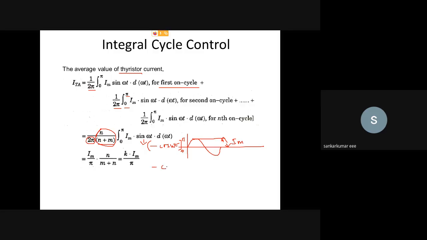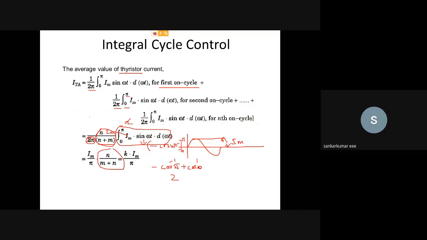So minus cos pi minus of minus, plus cos 0. Cos pi will be minus 1, and cos 0 will be 1. So 1 plus 1, that will be 2. This 2 and this 2 will get cancelled, and we will have Im here. So n into Im by pi into m plus n. This n by n plus m can be written as k. So k into Im by pi will be the average value of the thyristor current.